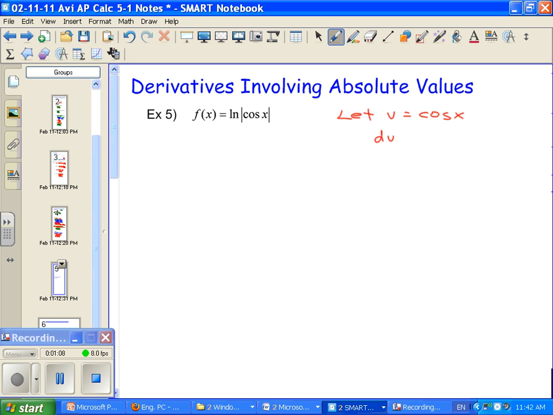So the derivative of u is going to be... good. So du is going to be negative sine of x dx.